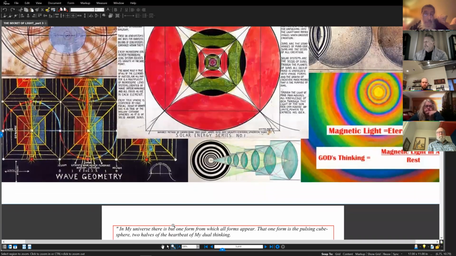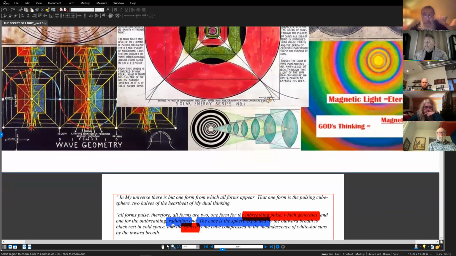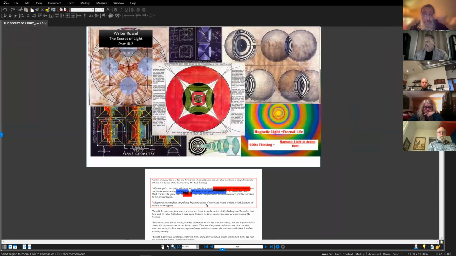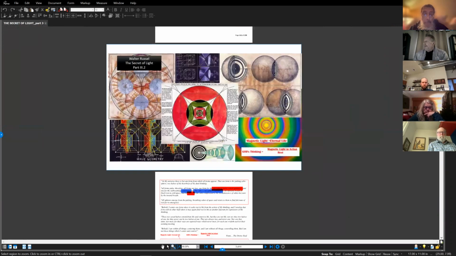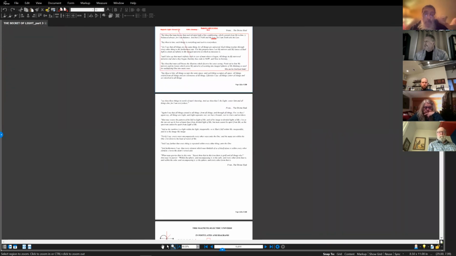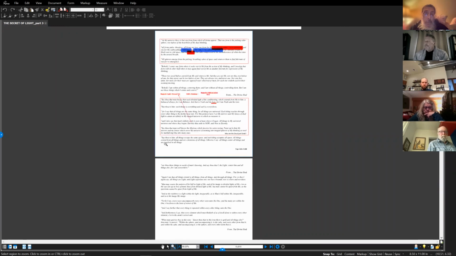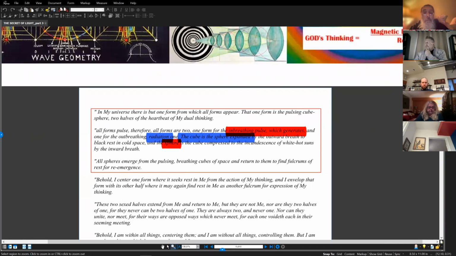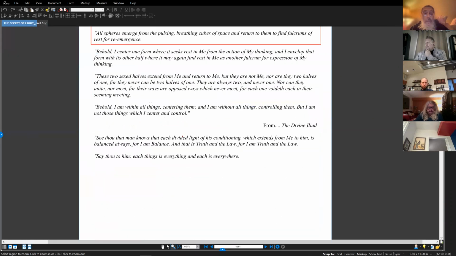As we usually do, we are going to start with a little bit of a discussion of the design of the Divine Iliad, which is a book that Walter Russell wrote when he got his first download, and that was before he began to write all his books.